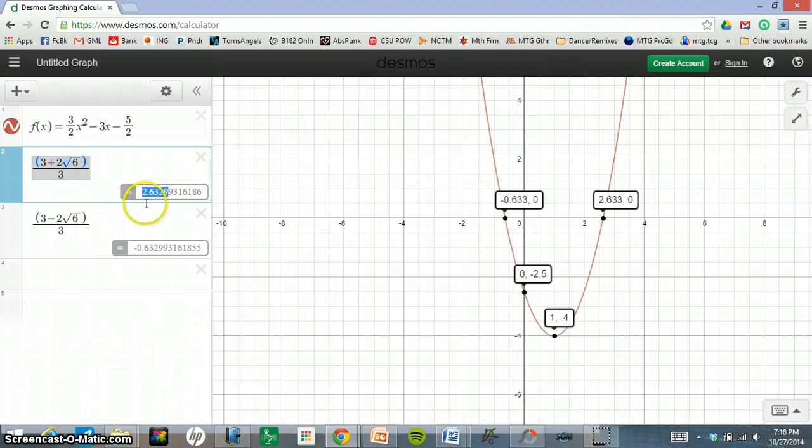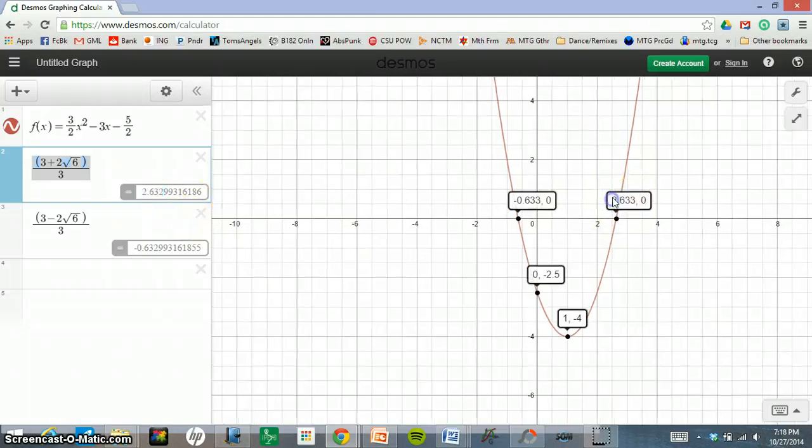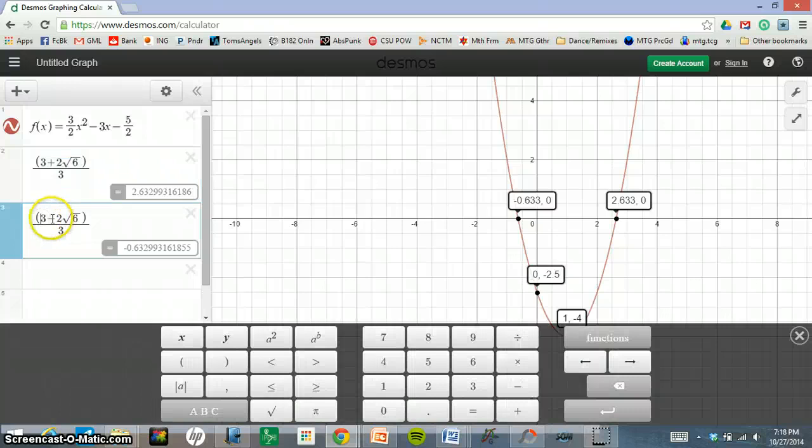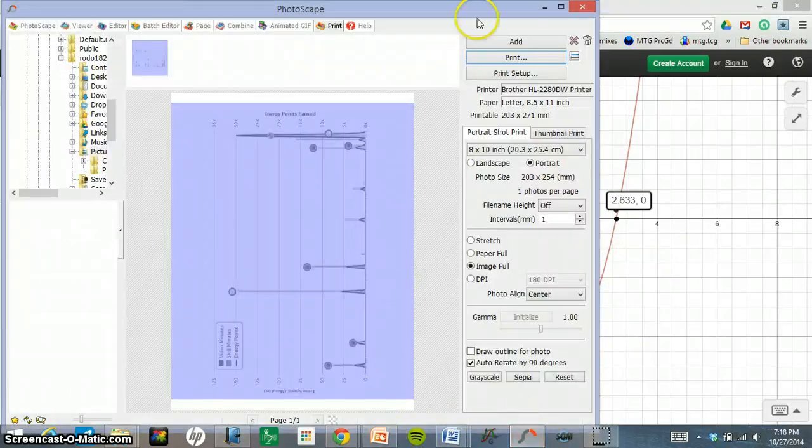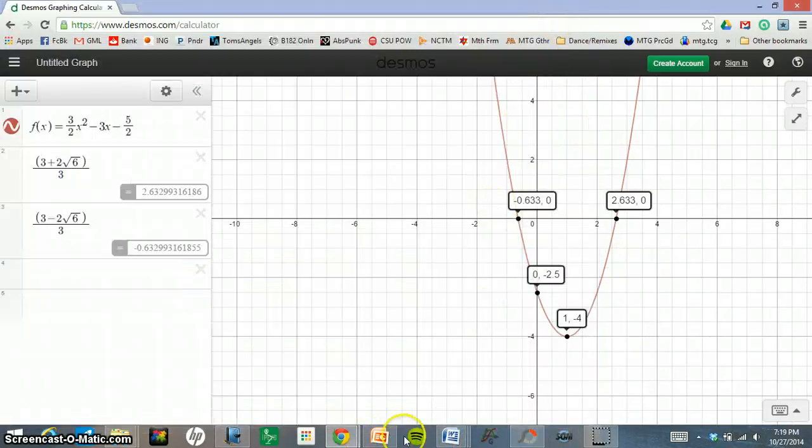Let's see if we can use some estimation here. This is 2.63299, and that's why it rounded up to 2.63 right there. And then 3 minus 2 square root of 6 divided by 3 is negative 0.6329, which is going to round to negative 0.63, which is there on the graph. So there you have it. That's how we find the x-intercepts of our function.